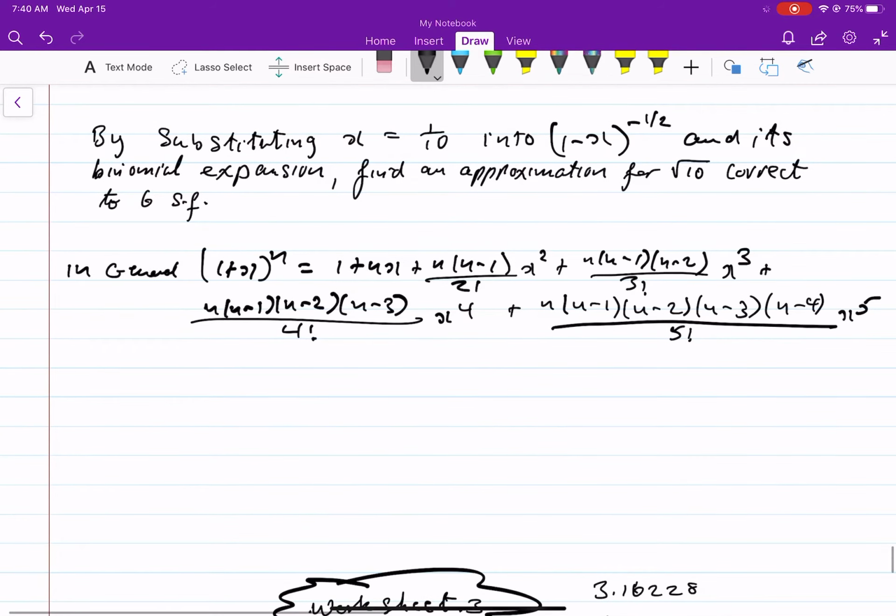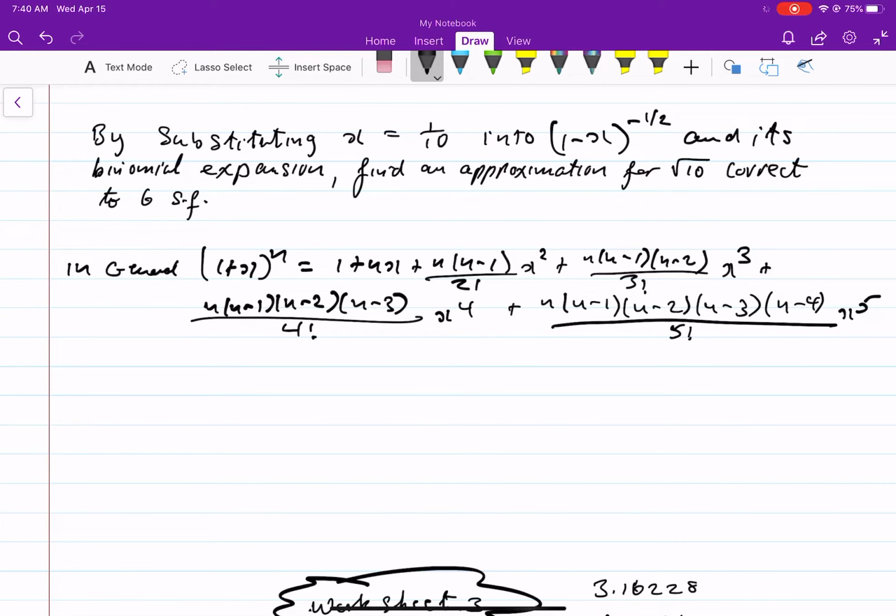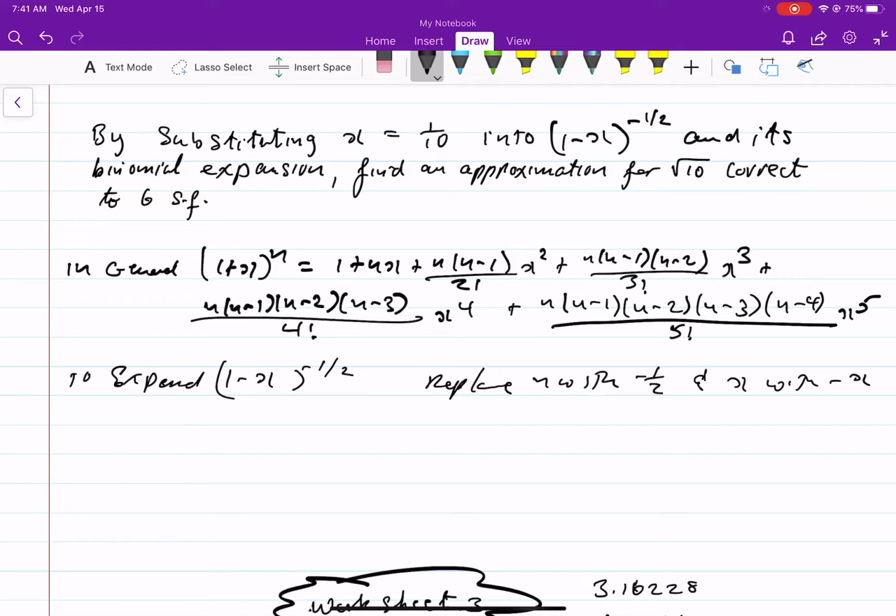All right, so let's see. I actually want to expand (1 minus x) to the minus a half. To expand (1 minus x) to the minus a half, I replace n with minus a half and x with minus x. Let's see what happens. It will give me 1 plus minus a half times minus x plus minus a half times minus 3 halves upon 2 factorial.